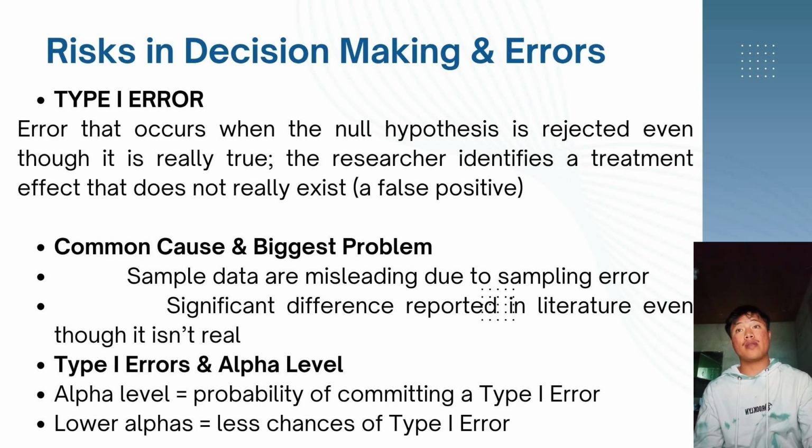So a type 1 error occurs when the null hypothesis is rejected even though it is really true. The researcher identifies a treatment effect that does not really exist, or a false positive. A common cause and biggest problem is that sample data are misleading due to sampling error. A significant difference is reported in literature even though it isn't real. Type 1 errors and alpha level: alpha equals the probability of committing a type 1 error. So lower alpha equals less chance of a type 1 error.